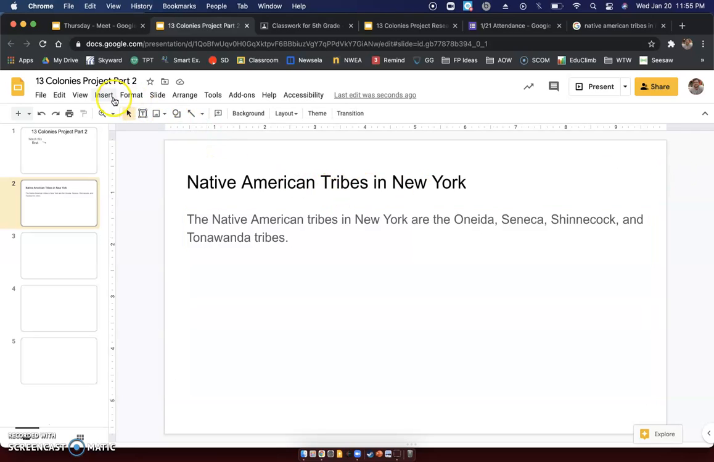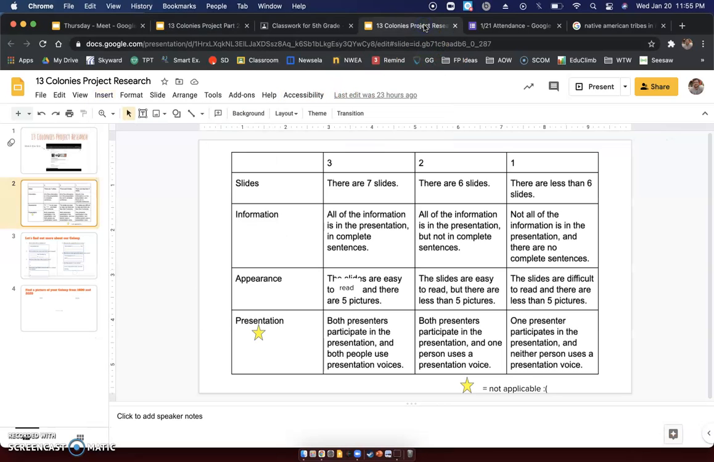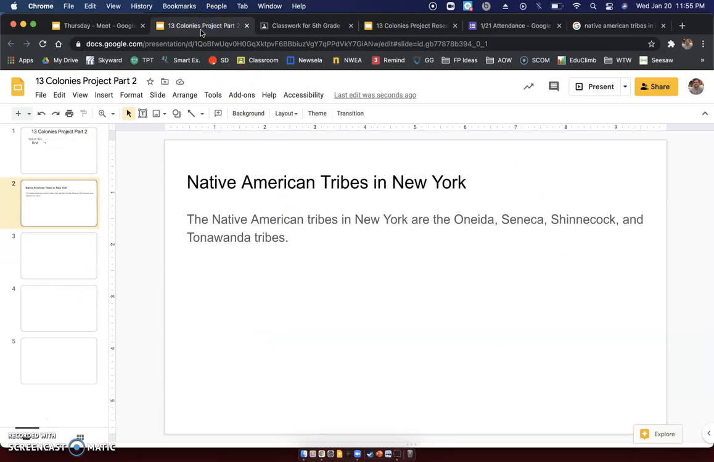I'm going to put a picture on this one as well. Now, you don't have to if you don't want to, but remember, the whole idea is that you put 5 total pictures onto your slides. Where you put them is up to you how you want to do it, but make sure that you have 5 on your entire presentation.